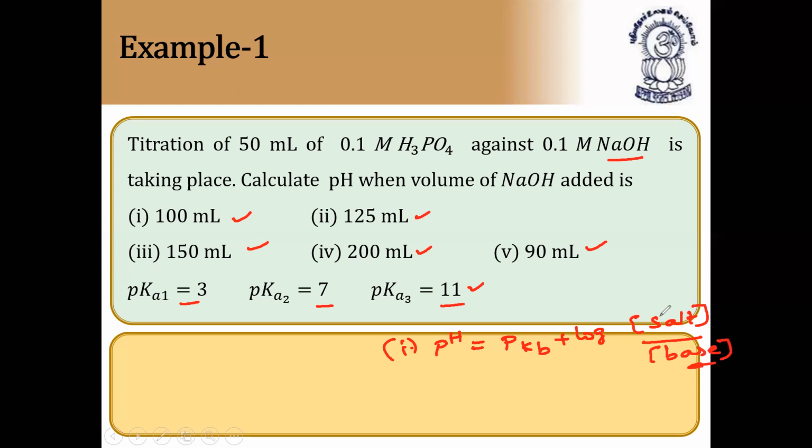They have given the salt concentration and base concentration, so pH is equal to pKb plus log of molarity into volume of salt by molarity of base into volume of base. You have to multiply like this. Then you'll get pH values. So this is for your understanding. I'll give it as homework for you. Please try to do these problems, then you can understand better.